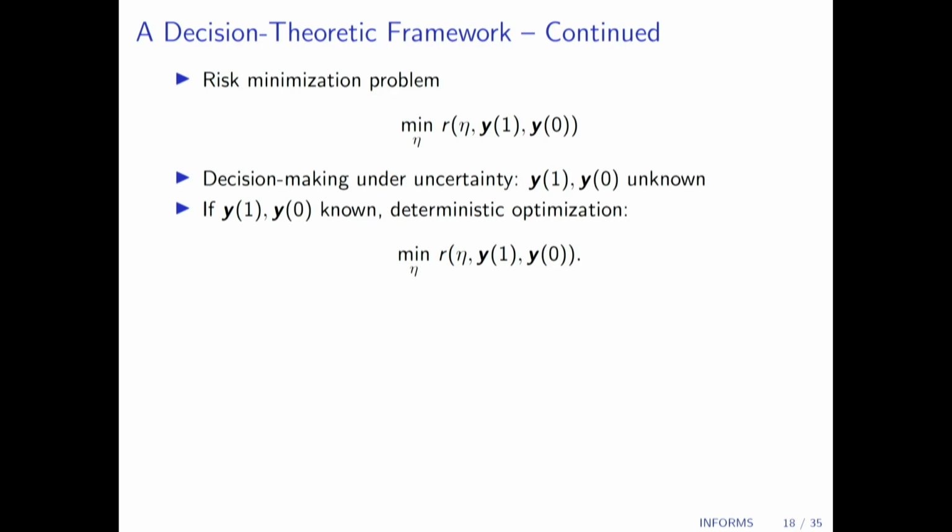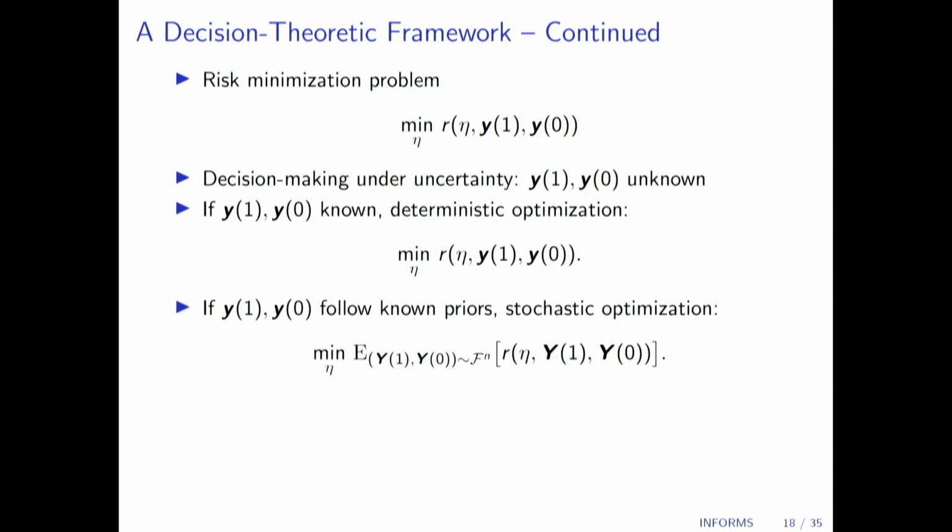If the y1 and y0 are known to us, then this problem becomes very simple. Basically, if they were known to us, we don't even have to run this experiment. We can directly return what is the effect of treatment. But if we still want to run this experiment, then this is a deterministic optimization problem, where our choice of the experiment is eta, and we would like to minimize this function that is well-defined if y1 and y0 were given to us. But the more interesting questions will come from when the y values are unknown to us.